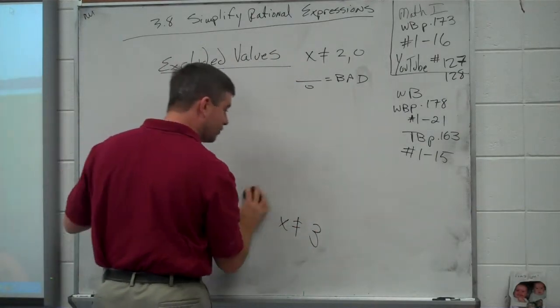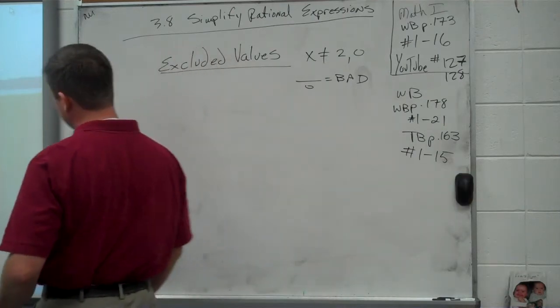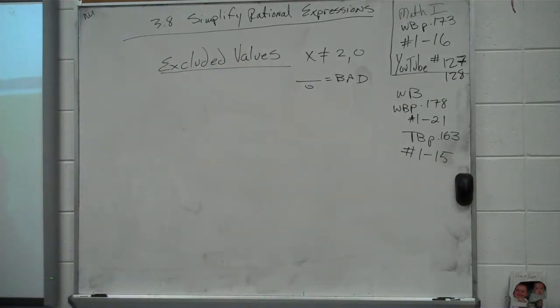Alright, let's see another. What are we doing here? What are the directions going to say? They're not going to say simplify. This is the first part. There's 2 parts. The first part is find the excluded value or values. Okay, let's try another.